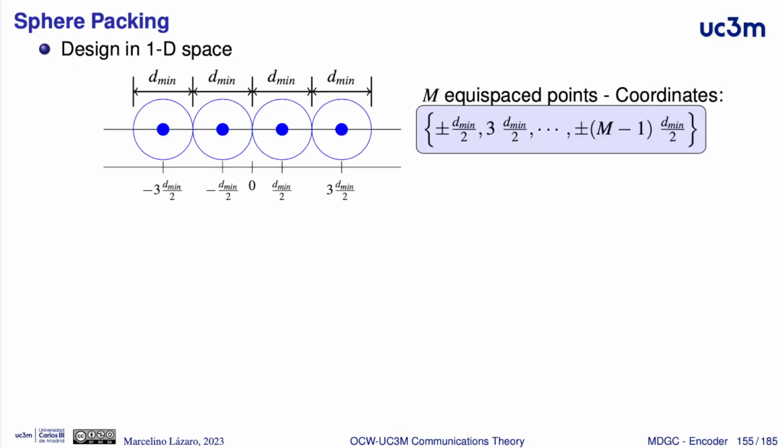In a one-dimensional space, the solution is very simple. We have spheres in contact, centered at 0, and this means that the coordinates are integer multiples of half of the minimum distance. In fact, odd integer multiples of this half of the minimum distance, plus and minus 1 times this half of the minimum distance, plus and minus 3 times, plus and minus up to the number of symbols minus 1, plus and minus odd integer multiples of half of the minimum distance.